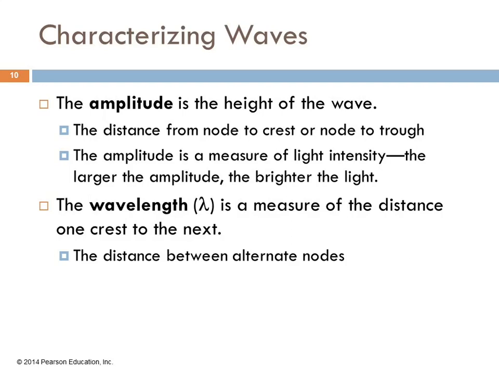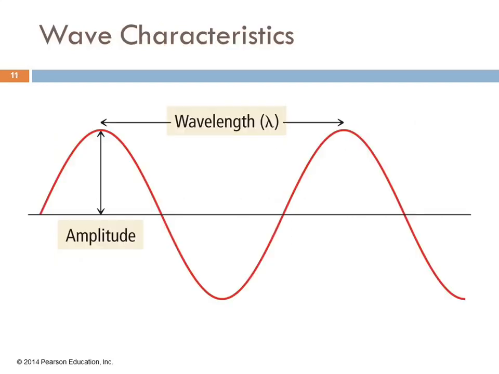Another characteristic is the wavelength. And this is the distance from one crest to another, or you can measure it from one node. You have to skip a node and then go to the next node, is another way to measure the wavelength. Oh yeah, see, here's the picture. So here's amplitude, and here's the wavelength. So how long is the wave, and how tall is it? They're all moving at the same speed, the speed of light, but some of them are higher, and some of them are longer or shorter than others.